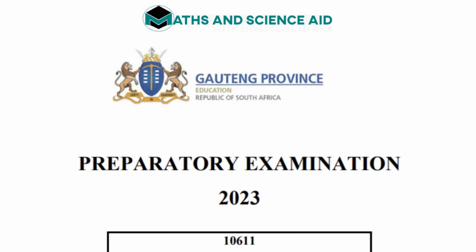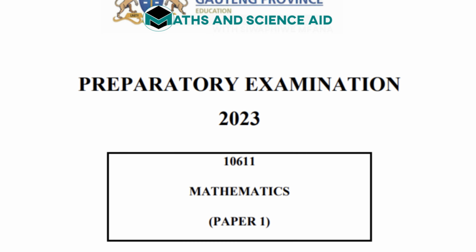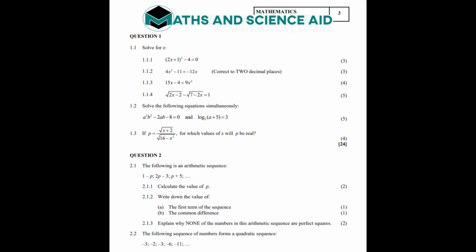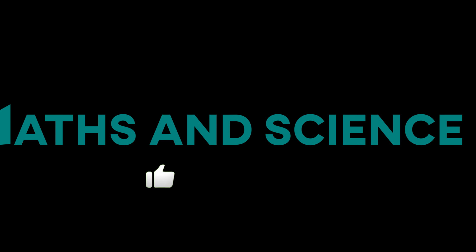In this video, we'll be continuing with the Grade 12 Mathematics Paper 1 from the Gauteng 2023 Prep exam. And we will be answering 1.2, which is about solving equations simultaneously. But it's quite interesting because one of the equations is a logarithm. And then we will do 1.3, which is also a very interesting question. Let's get into it.